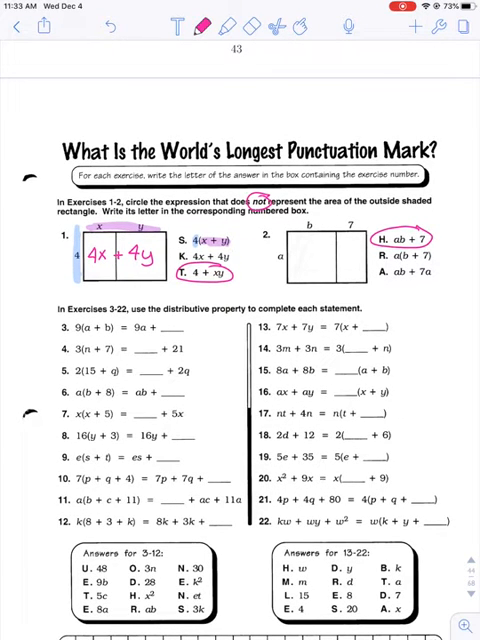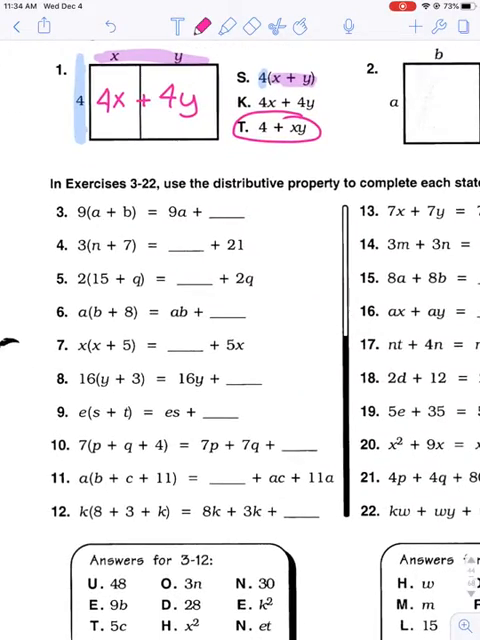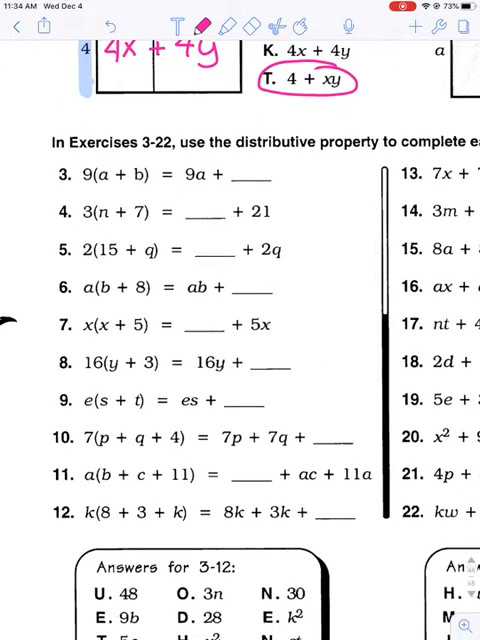The left-hand side of this worksheet is a little bit just review of what we did. So I'm just going to go through the answers really quick. This shouldn't be new information. 9b, 3n, 30, 8a, x squared, 48, et, hopefully you've seen that movie, 28, ab, and k squared.